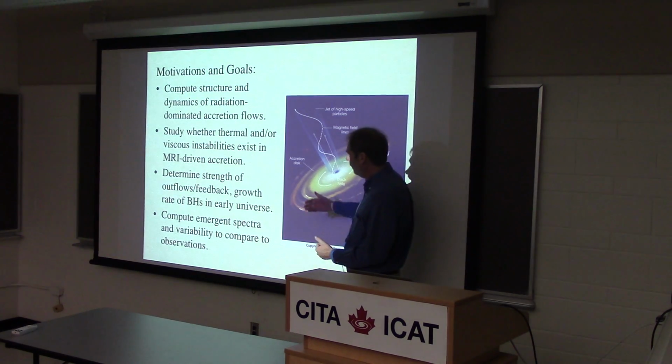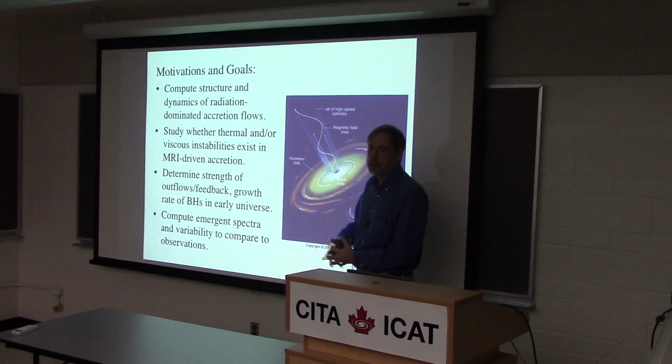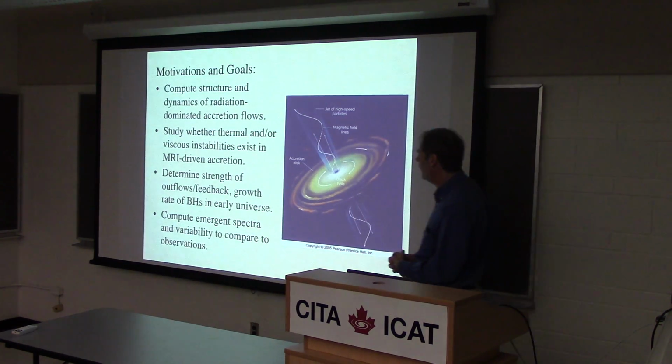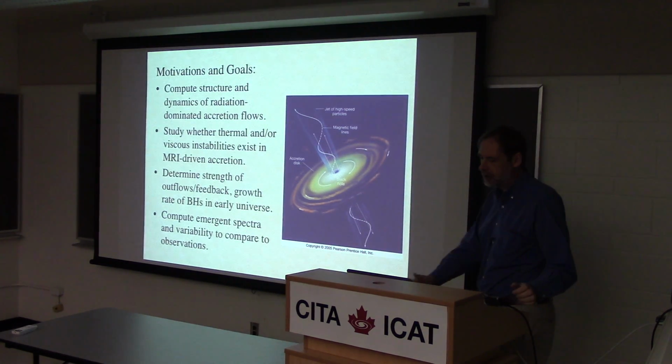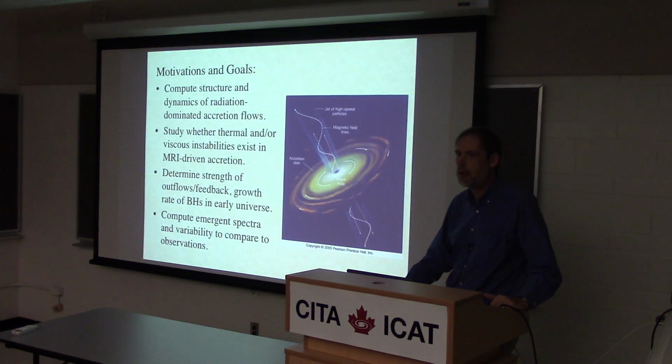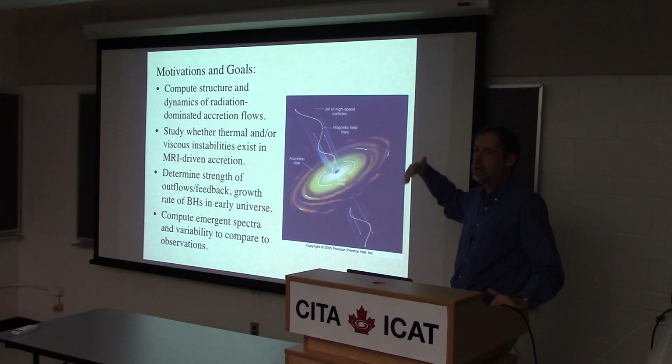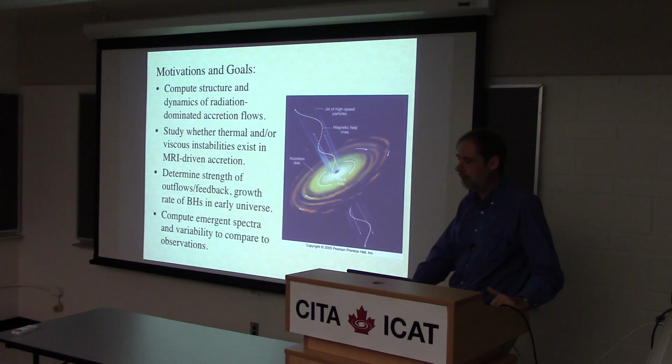And finally, there's an awful lot of data that exists on AGN and X-ray binaries. We want to be able to compare that data to our simulations to compute emergent spectra, compute the variability, and see whether or not we can constrain the theoretical models directly using observations. We actually have the radiation field here, so we can make a direct comparison between observations and the calculations. So those are our goals.